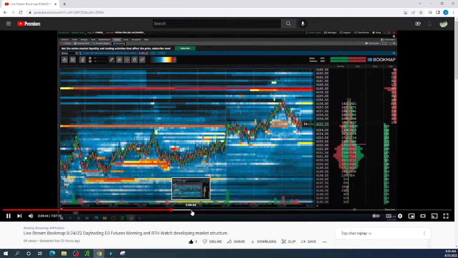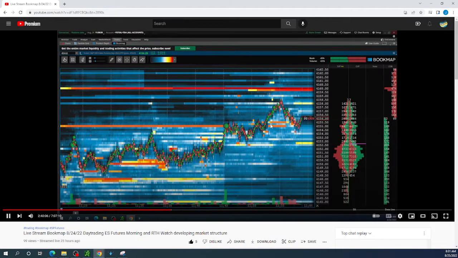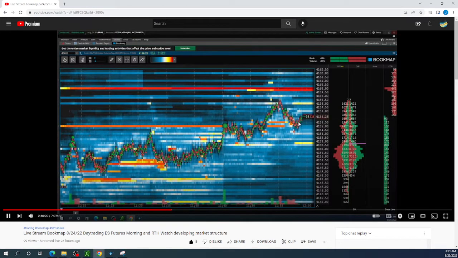You can see that pullback. Now, where is it going to pull back? It's going to pull back into this volume node, or potentially down into this volume node. This area is where the breakout was. All right, so we have that pullback. Now, this is a key, and watch this, see how it reacts to the pullback area.